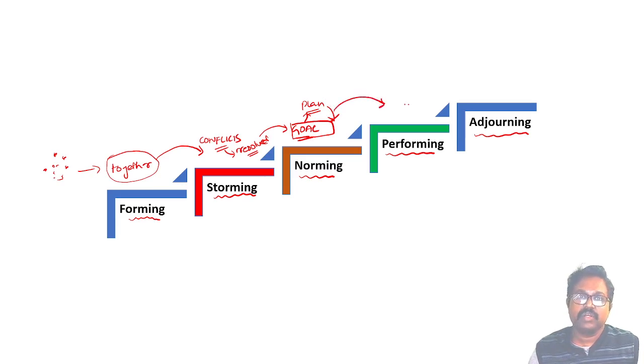Performing is the final stage to achieve the goal. Once the norming stage is over, they will function very effectively, and this will continue till the team gets adjourned. That means the team will be dissolved.